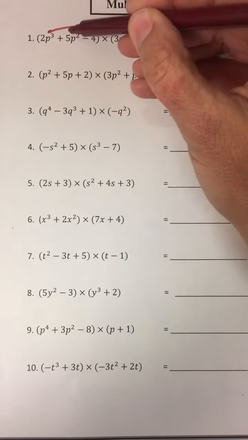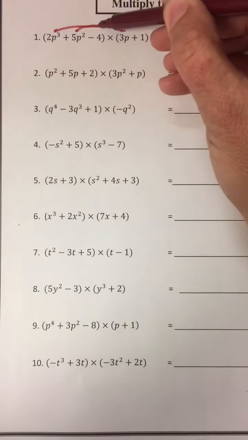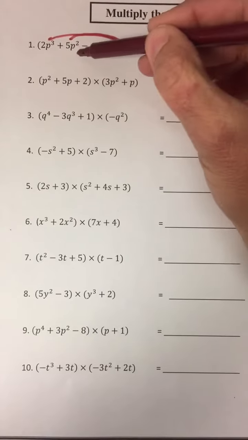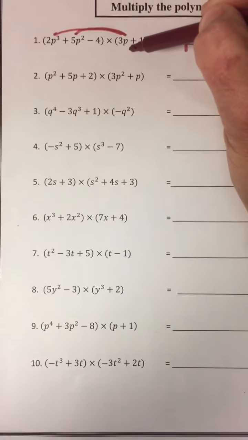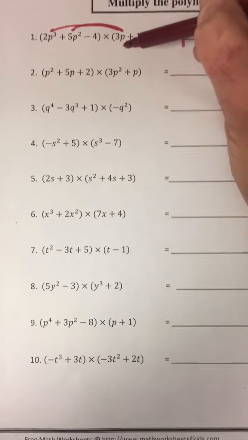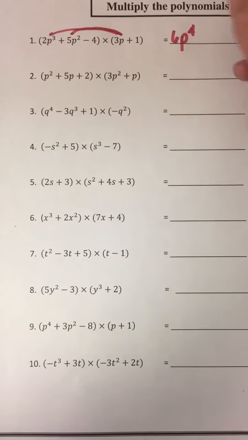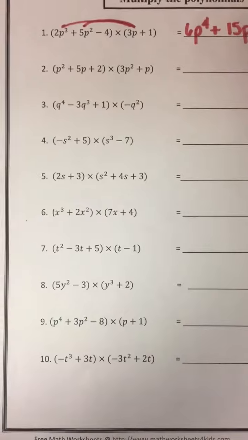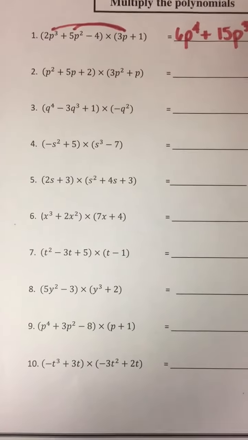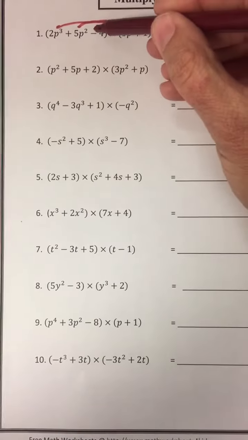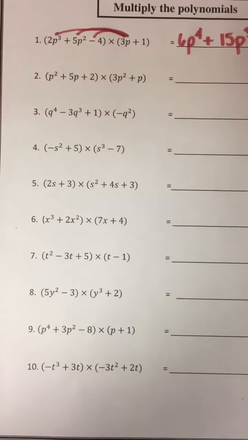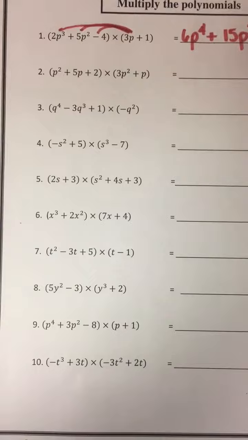So for my next one, I'm going to do 5p squared times 3p as well. Again, you're going to multiply every term in the factor by every term in the other factor. So 5p squared times 3p will give me 15p cubed. Then I'm going to take negative 4 and also multiply that by 3p, and that will give me negative 12p.